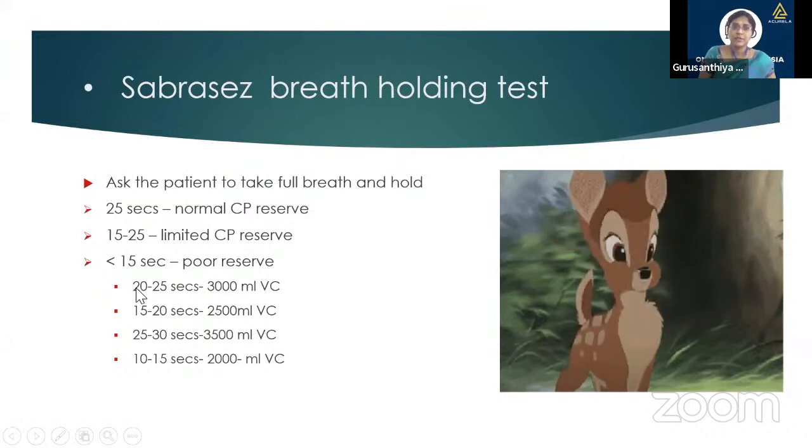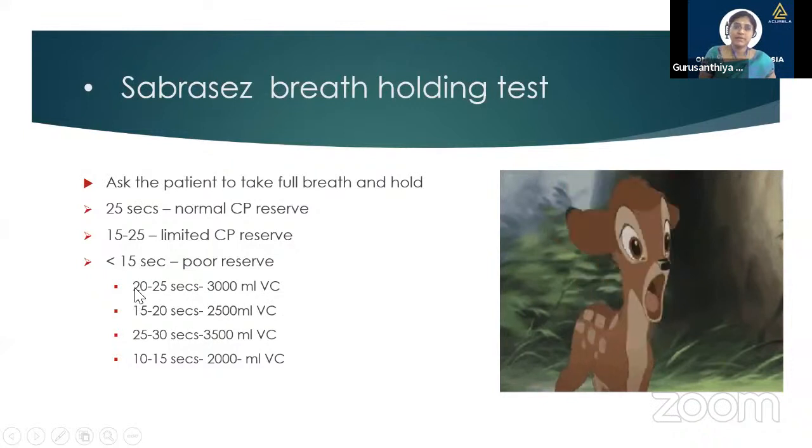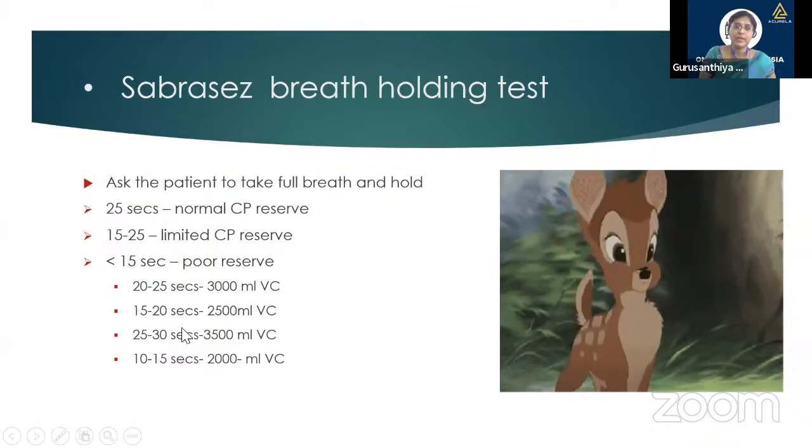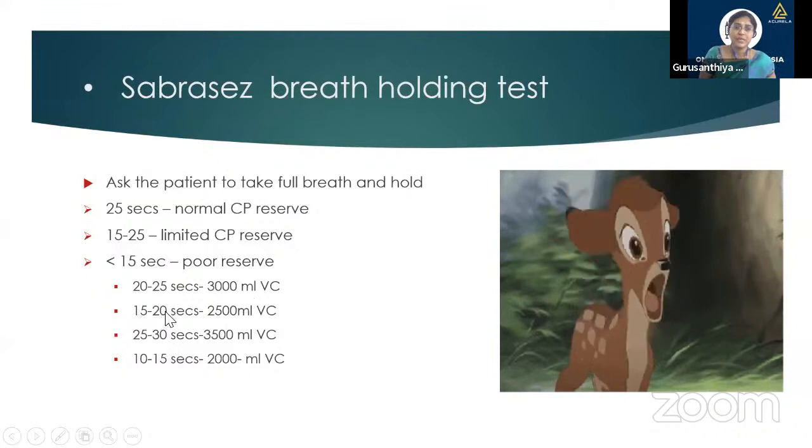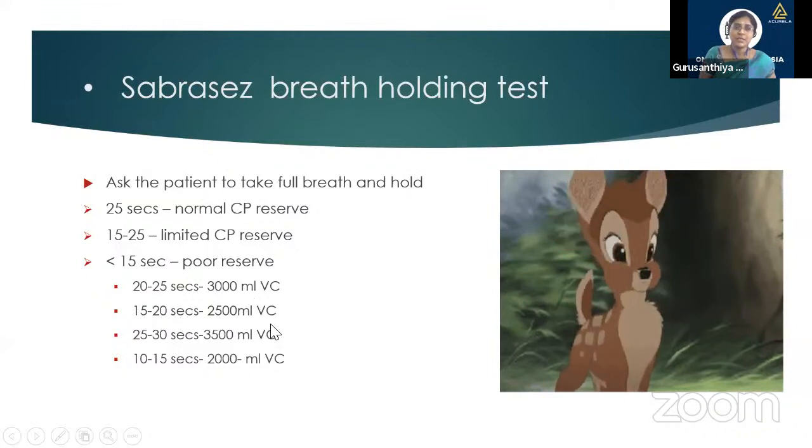In this, if the patient is able to hold for 20 to 25 seconds, then the vital capacity is somewhere around 3000 ml. So we can remember it like this: 20, 25, and 30. The same goes for 15 to 20 seconds, then the vital capacity is 2500 ml, and so on.